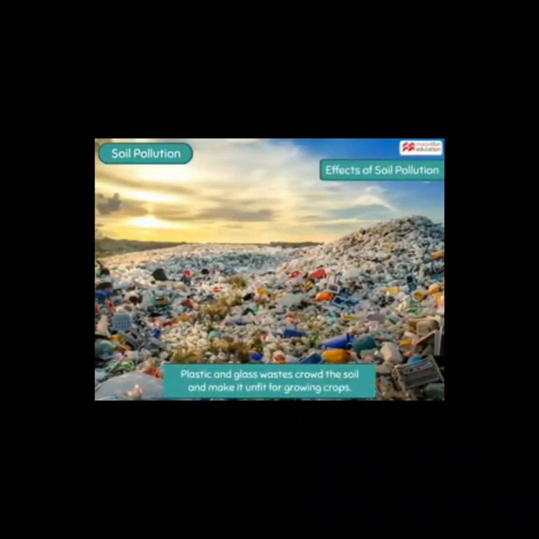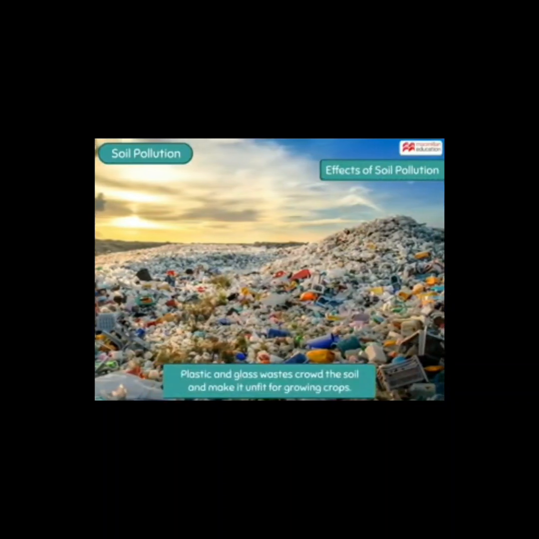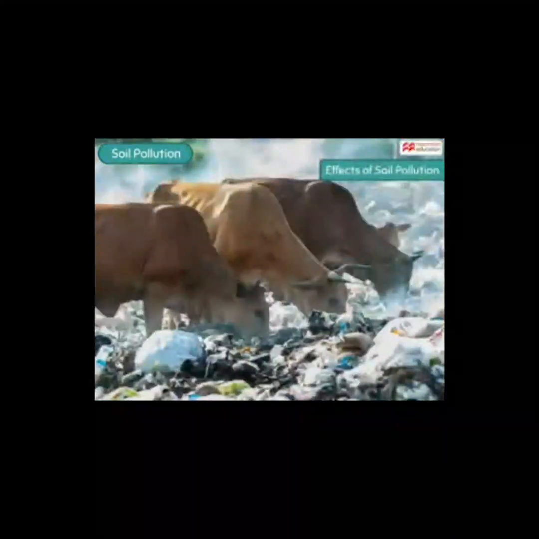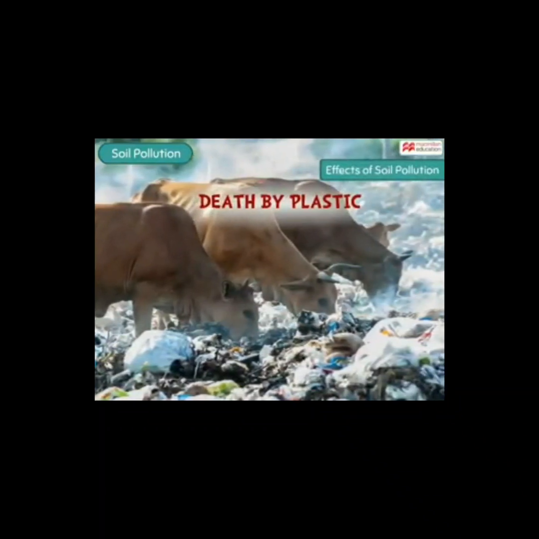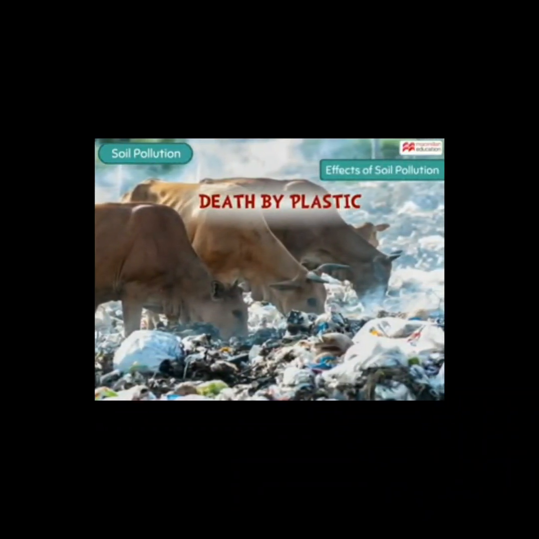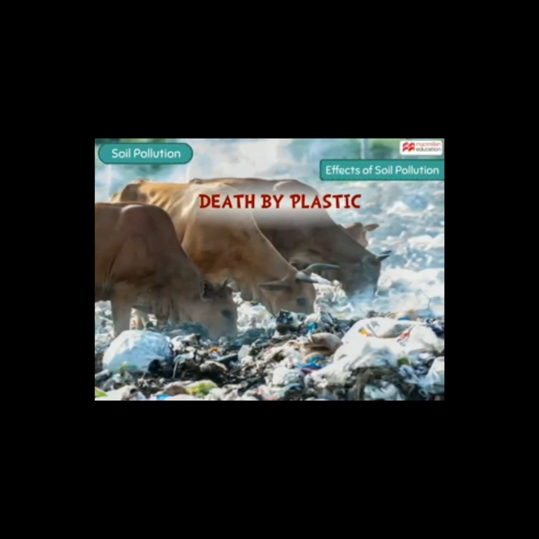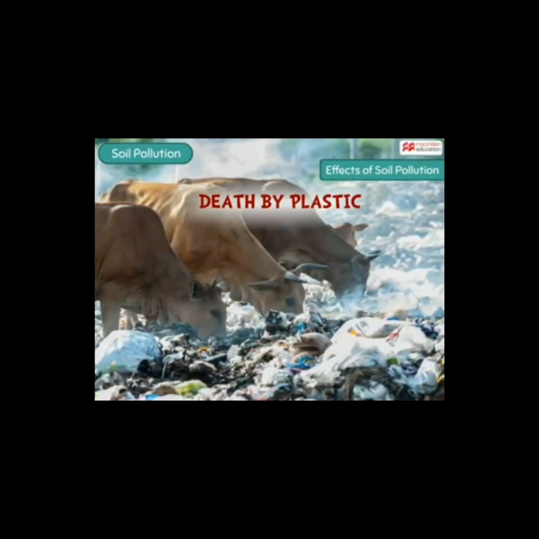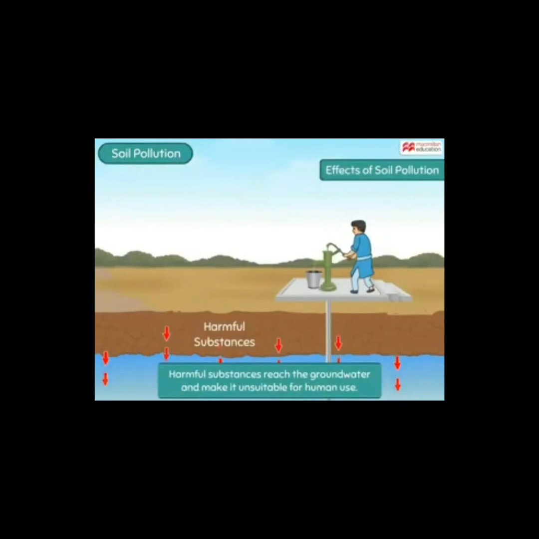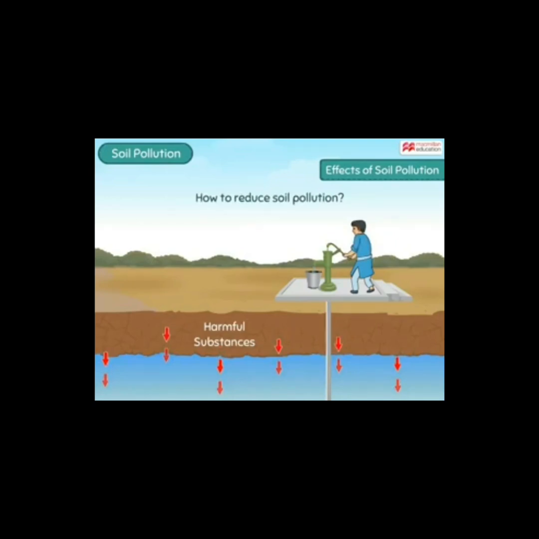Solid wastes like plastic and glass crowd the soil. Animals sometimes ingest plastic waste accidentally or thinking it as food. Many animals die due to this reason. These harmful substances gradually reach the groundwater under the soil and make the water unsuitable for human use. It is very clear that soil pollution is very harmful and steps should be taken to reduce it.